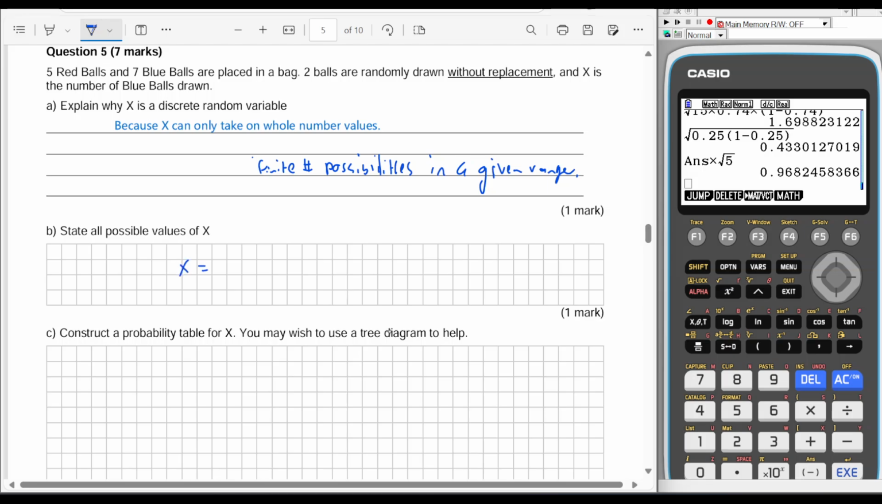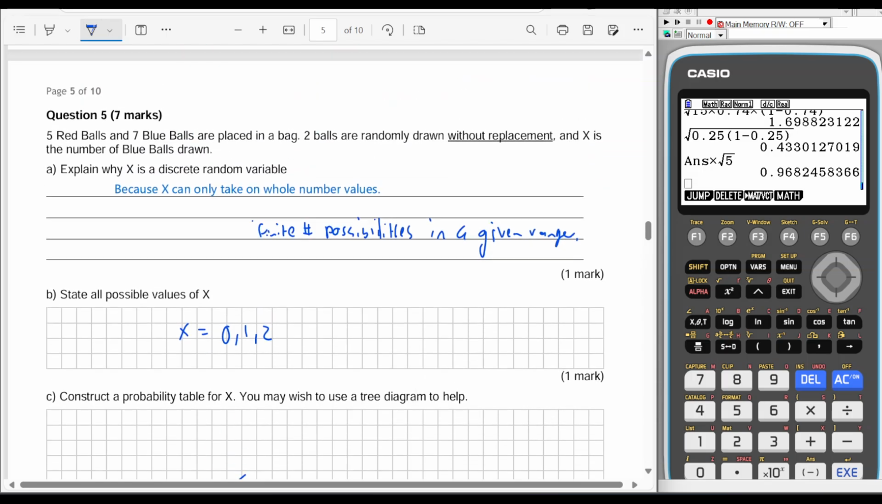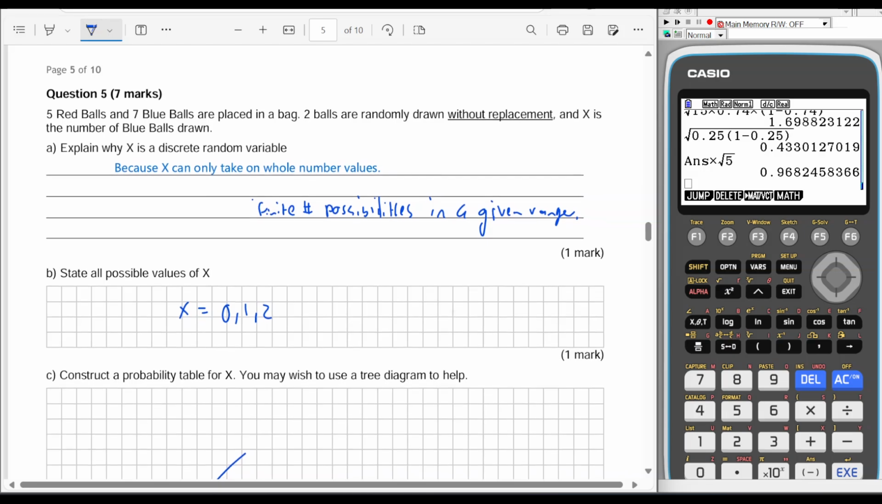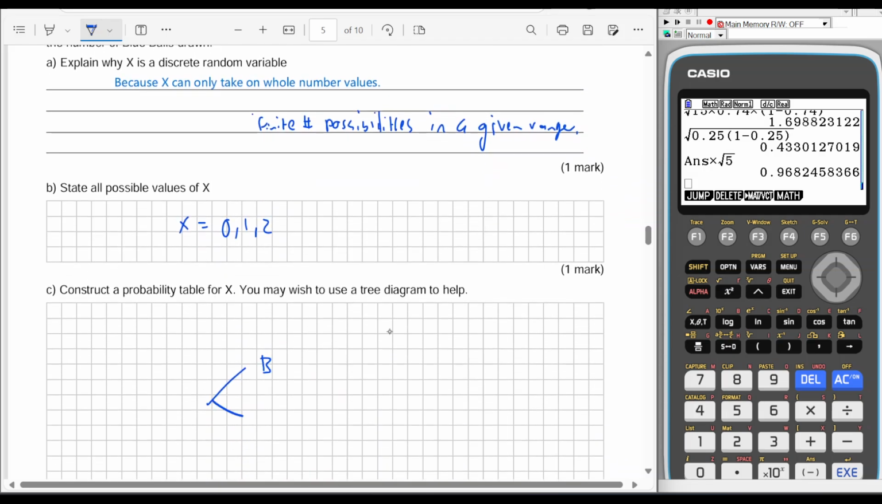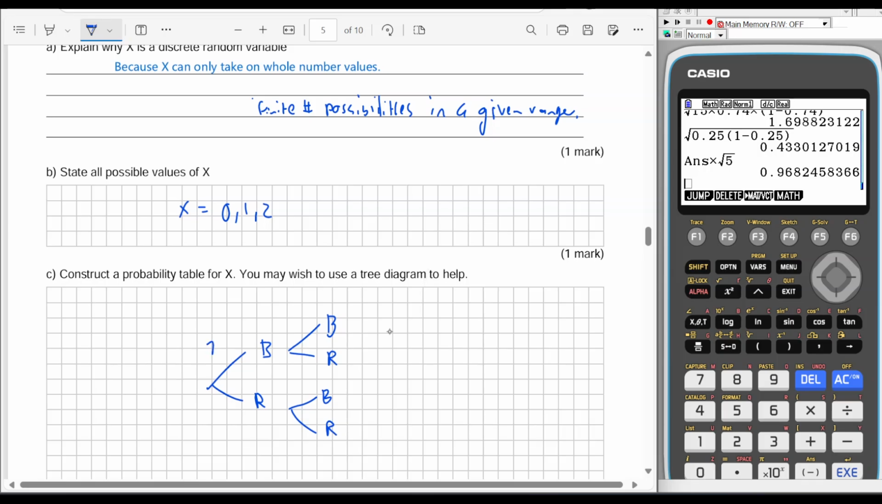State all possible values of X. So how many are you taking? 2. So 0, 1, or 2. Construct a probability table. So what we've got to do here, 5 red, 7 blue. X is the number of blue, so we're going to have blue and red, and blue and red, and blue and red. There are 7 out of 12 to get a blue, and 5 out of 12 to get a red.